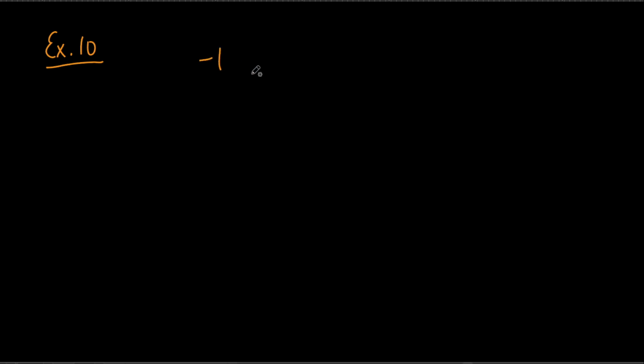Let's see what we got. We got -1 less than or equal to... oh, this is a little weird. 3 minus 5x over 2 less than or equal to 9. All right.